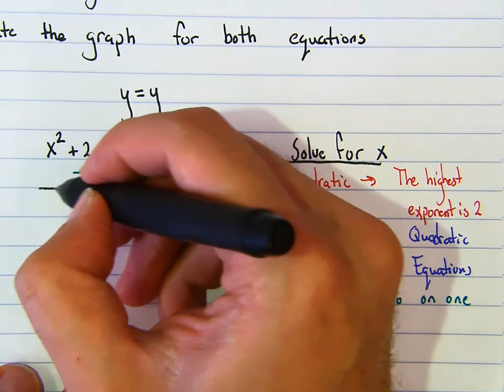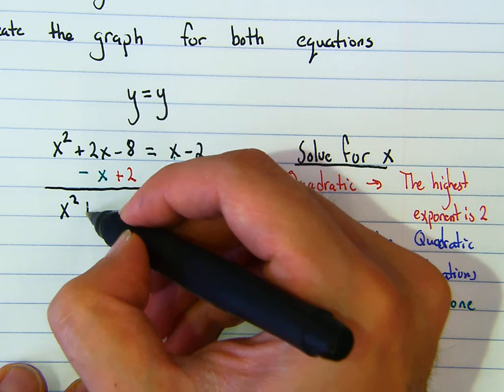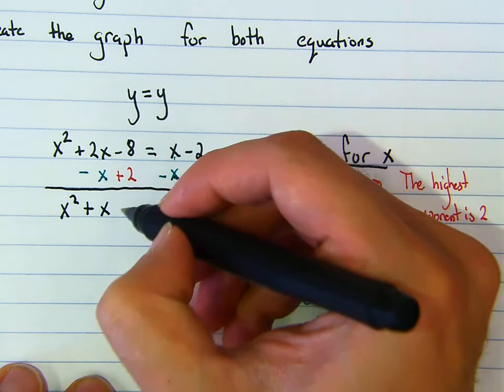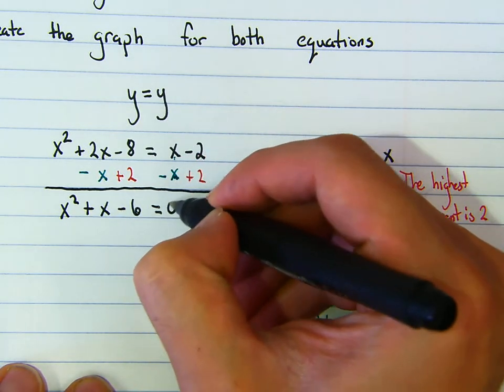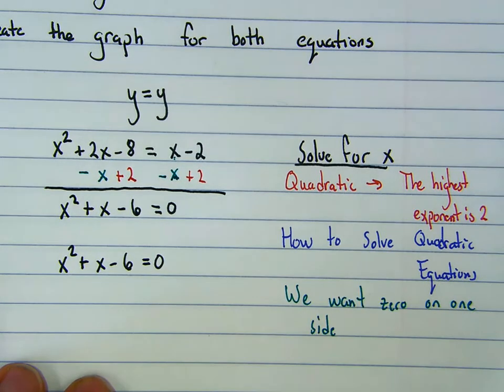Then, let's see what happens. Now I have x squared plus x minus 6 equals 0. Now that I have this, here I could get to this point, 1 second.